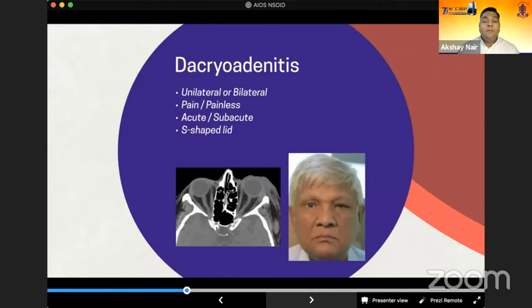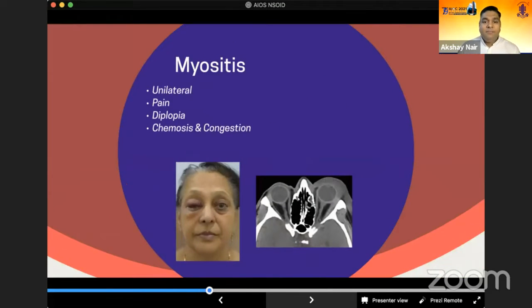Lacrimal gland association. This can be unilateral or bilateral, but more classically unilateral and sequential. Pain is typically seen, although rarely it can be painless. The course is acute to subacute, and classically you see an S-shaped eyelid that you see here. Again, subjectively, in terms of complaints, you have patients across the spectrum. Patients who are absolutely painless, in which case it more likely could be a viral dacryoadenitis, or patients where there can be severe pain as well.